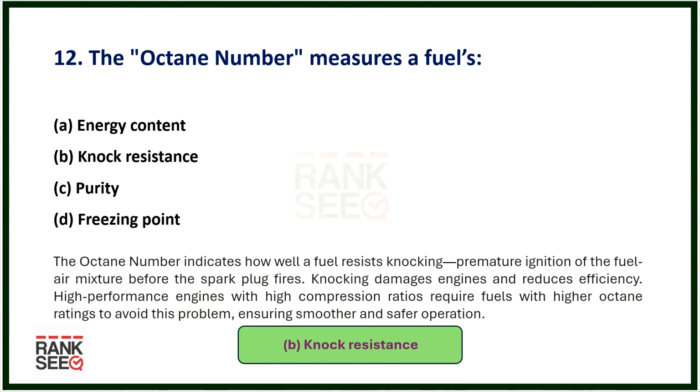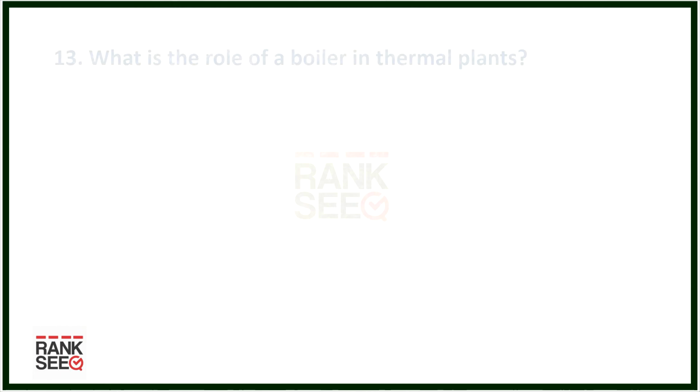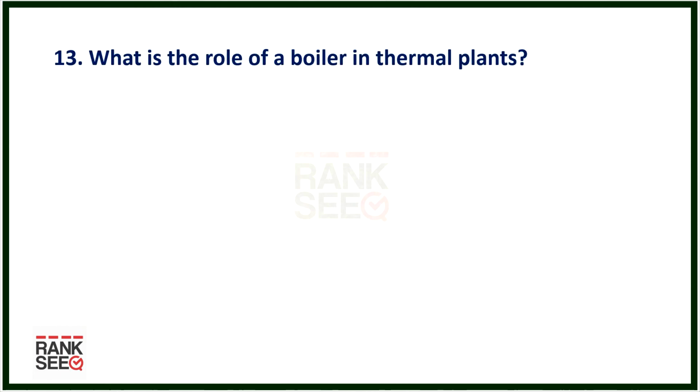Explanation. The octane number indicates how well a fuel resists knocking, premature ignition of the fuel-air mixture before the spark plug fires. Knocking damages engines and reduces efficiency. High-performance engines with high compression ratios require fuels with higher octane ratings to avoid this problem, ensuring smoother and safer operation. 13. What is the role of a boiler in thermal plants?